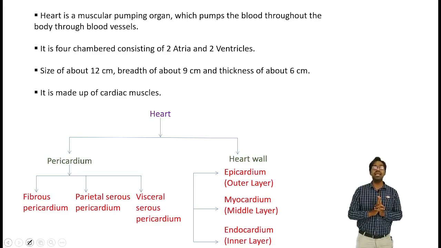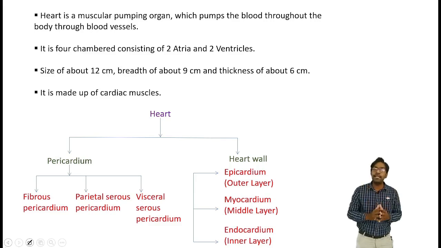Then the next point is the size and structure of the heart. The heart is about 12 centimeters in length, 9 centimeters in breadth, and 6 centimeters in thickness. See, the heart consists of cardiac muscles. As we see in skeletal muscles, they are striated muscles. Similarly, here also the heart contains cardiac muscles, which are similar to striated muscles. How is it so? Because cardiac muscles are also striated muscles like skeletal muscles.